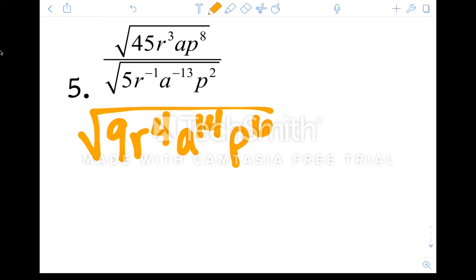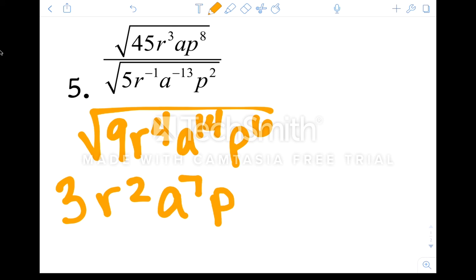And now I can simplify this. Every part under the square root sign is a perfect square already, so I'm going to go ahead and pull out all my perfect squares. The square root of 9 is 3. The square root of r to the 4th is r squared. The square root of a to the 14th is a to the 7th. And then the square root of p to the 6th is p to the 3rd. This is all simplified and combined, so I'm done with this problem.